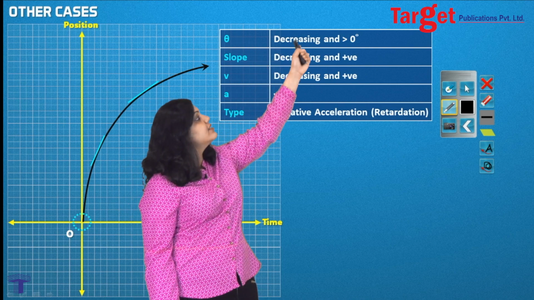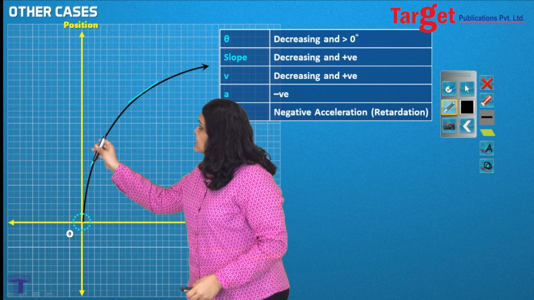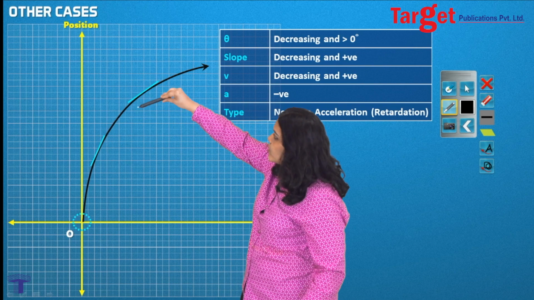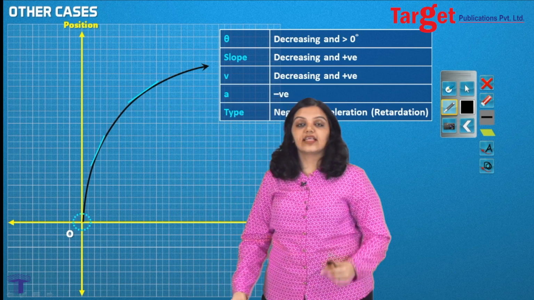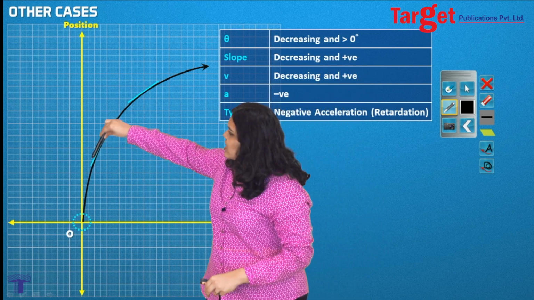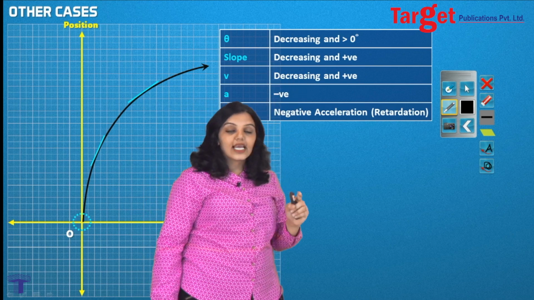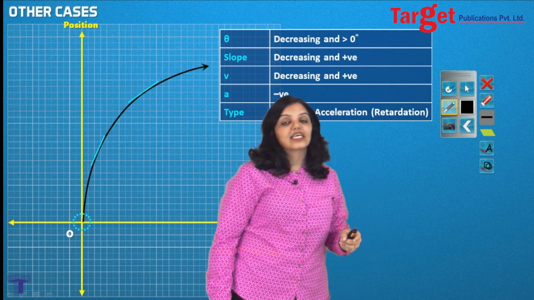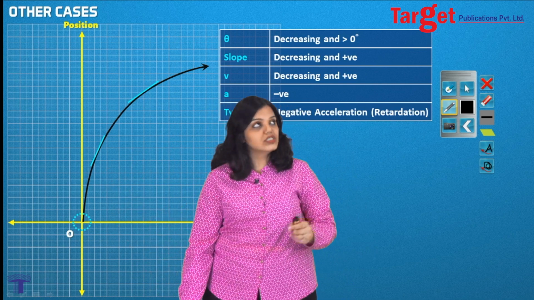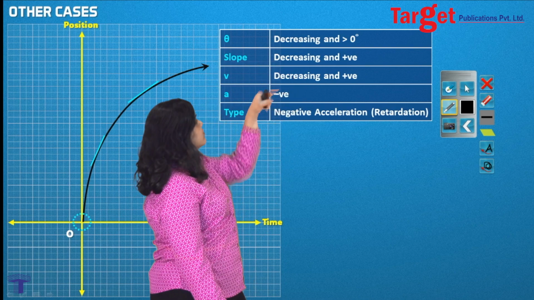Firstly, they are saying that the angle is decreasing and greater than 0. Definitely the angles that the lines are making are decreasing. As you can see, these lines are going more and more towards the x-axis, and therefore the angles are definitely decreasing and they are greater than 0. So definitely these angles are greater than 0. That's obvious. The slope is decreasing and positive. From the analysis of our table, we can see that the slope is decreasing and the slope is also positive because these angles are acute. The velocity is decreasing and positive because what goes for slope goes for velocity.